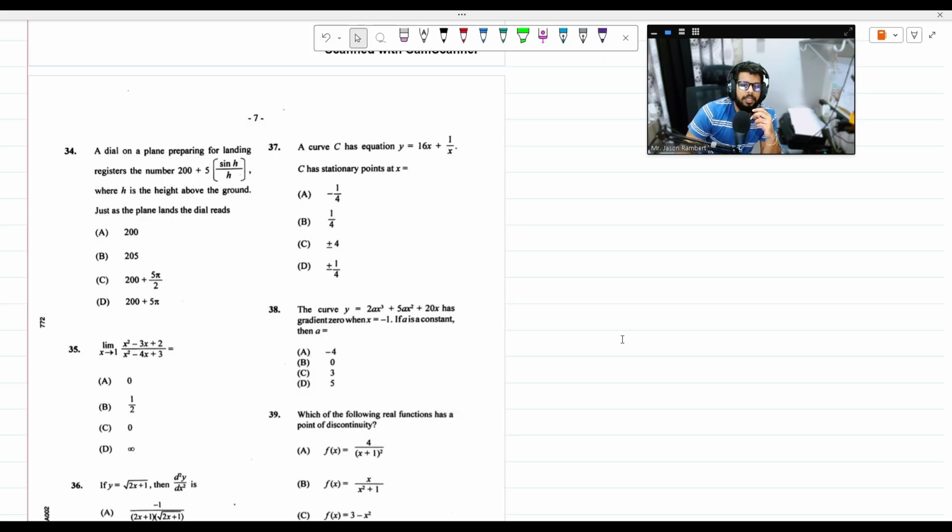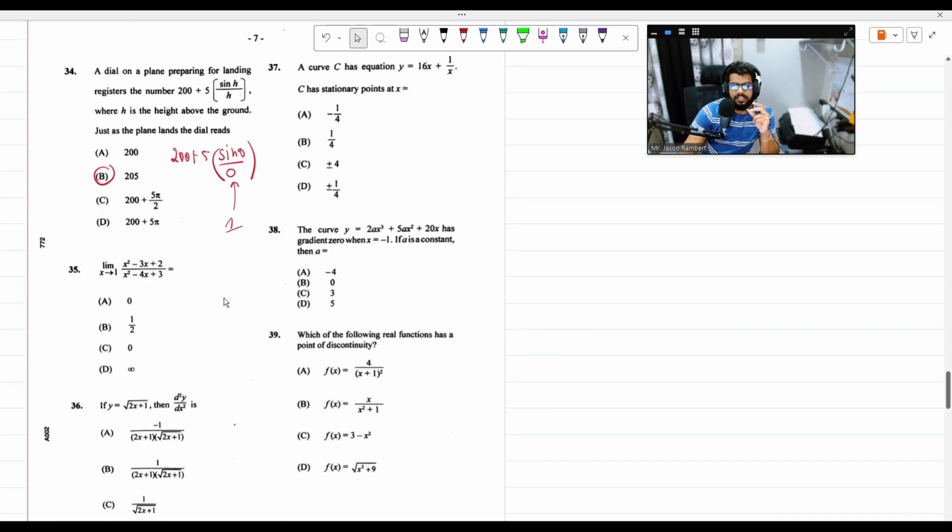A dial on a plane preparing for landing registers the number 200 plus 5 sine h on h, where h is the height above the ground. Just as the plane lands, h tends to 0. So I'll get 200 plus 5 sine 0 over 0, and this is my special limit. As h tends to 0, this is going to be 1. So 205 is going to be my answer.